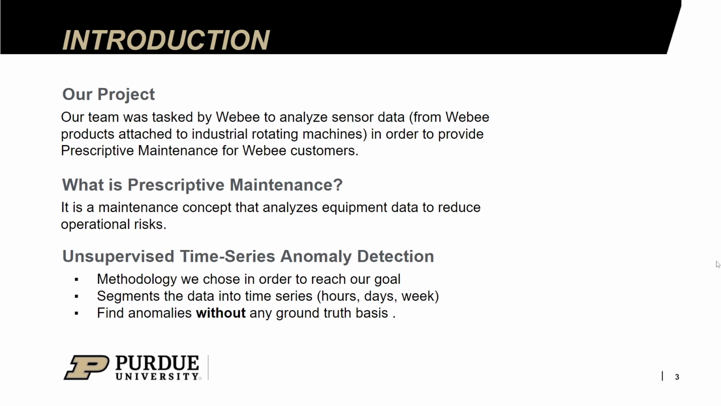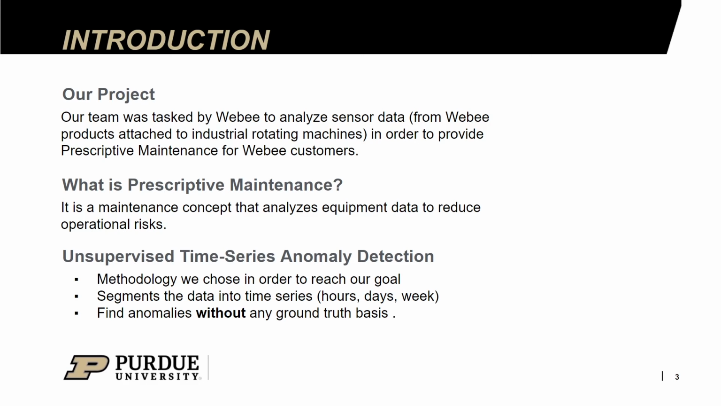Okay, so our project. Our team was tasked by Webee to analyze sensor data, and this data is coming from rotating machines in the industrial setting, so things with motors inside them. And in order to analyze this data, we were given the task to use prescriptive maintenance, which is basically something that analyzes equipment data to reduce operational risks. So we can predict when something might break or a malfunction might be approaching.